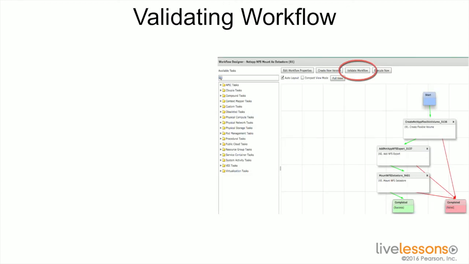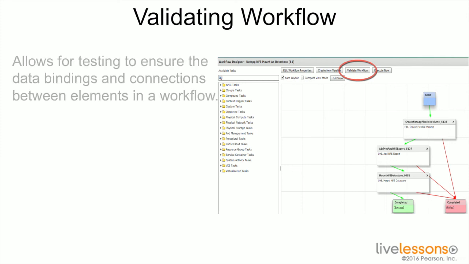Validating workflows. Validating workflows is something that's automatically done within UCS Director. You have the ability to validate a workflow once you have created it. So it will automatically check it to make sure everything's there. It'll check the data bindings, making sure it's getting the right information, and the connections between the different elements in a workflow. So if you have a specific element that needs a certain type of information to execute, it will ensure that information is getting passed from one task to another.